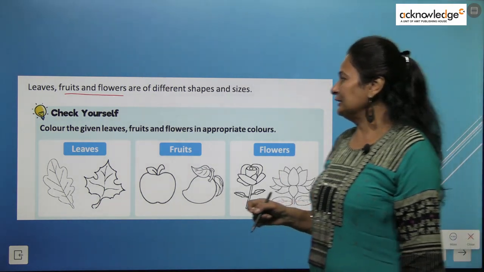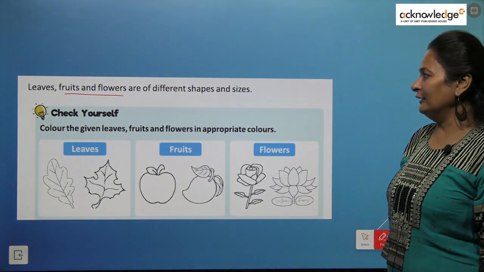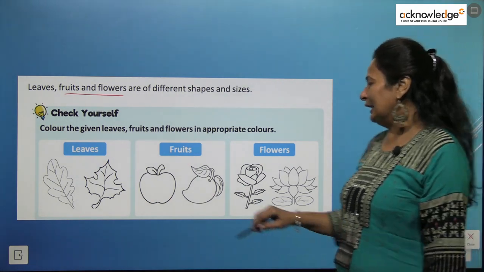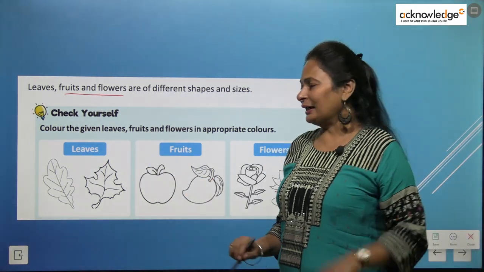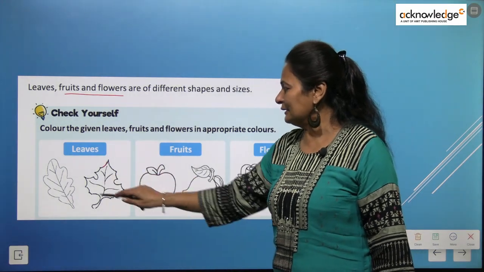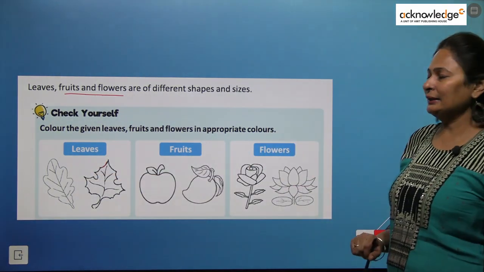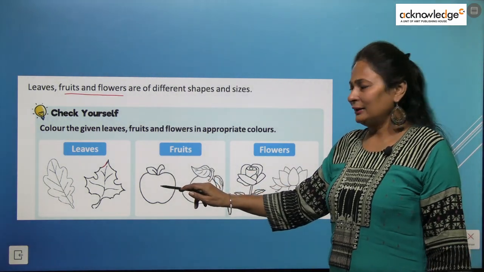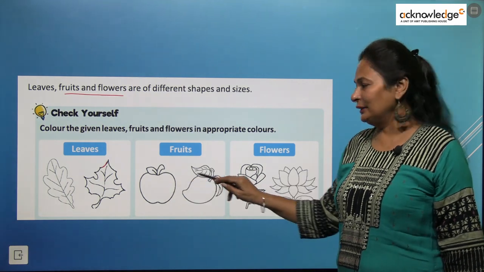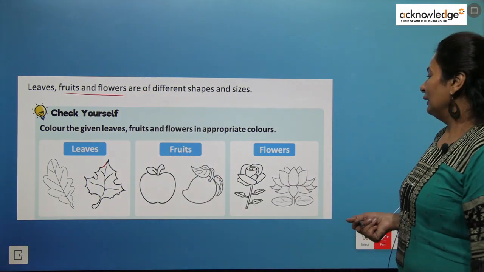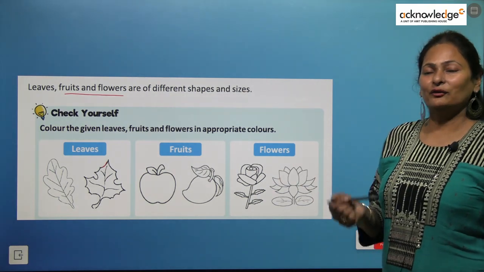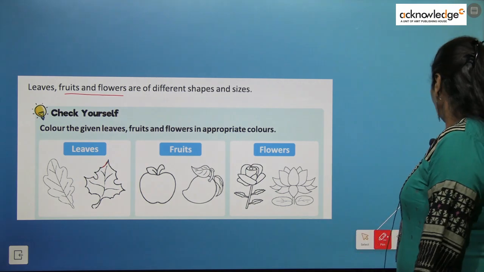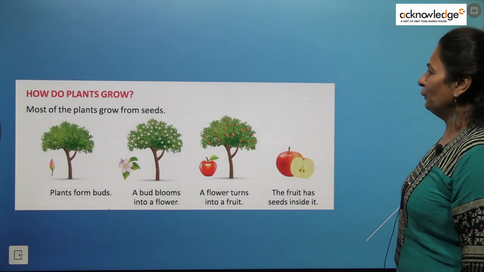So check your knowledge, kids. Color the given leaves, fruits and flowers in appropriate colors. Like leaves are always green in color. So you can see different sizes and shapes of the leaves. You can fill the green color here. Fruits, apple is a fruit, so it is red in color. So you can fill red color. Mango, you can fill orange. Roses, red, pink, right? Lotus, again pink color. So fill the colors in your book.